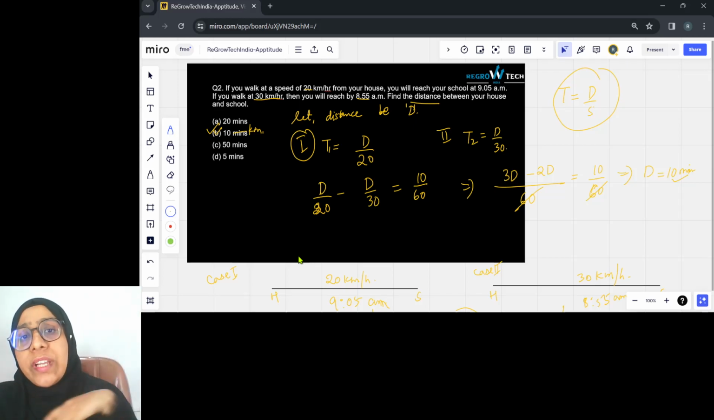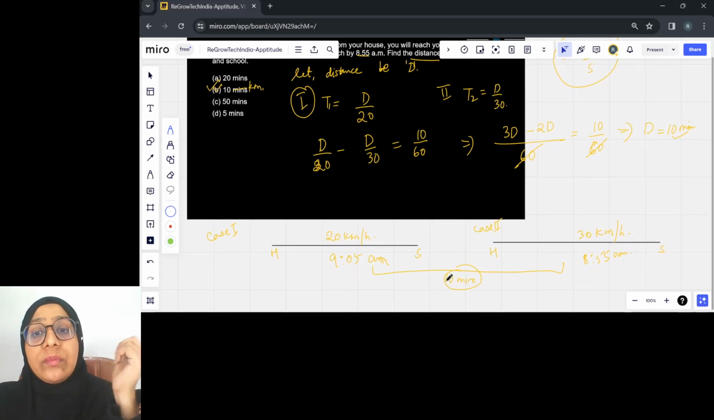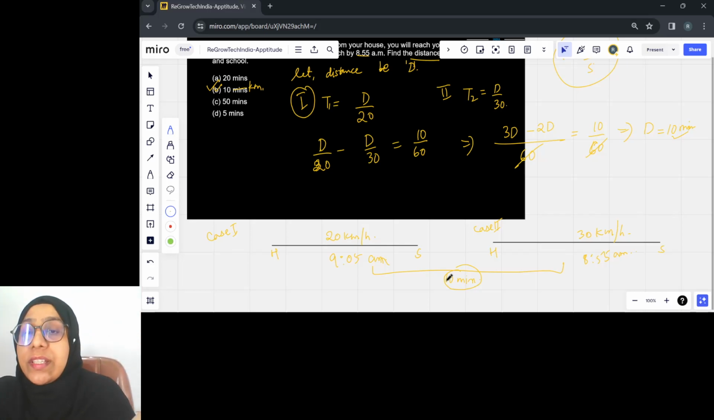So the idea was to get an equation from whatever is the matching stuff here. So here we only got one point, which was the time. The difference in the time was 10 minutes. So we calculated the time in both cases, found out the difference, with which we found an equation, and we got the answer. Right? I hope this question is understood.